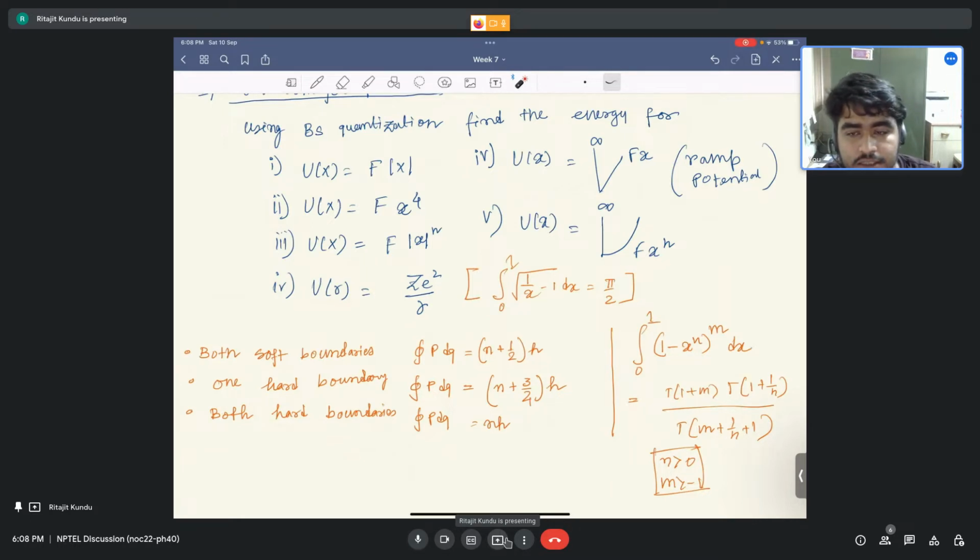Now if you have one hard boundary, other than having a soft boundary, what does one hard boundary mean? Let's say it would look something like this. One is infinity and the other is some function of x. So this means this is a hard boundary.